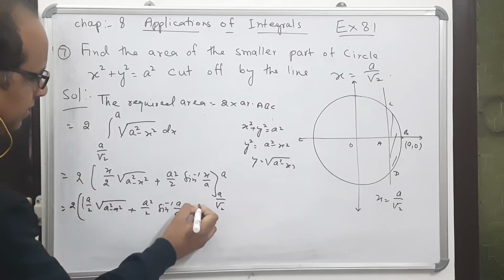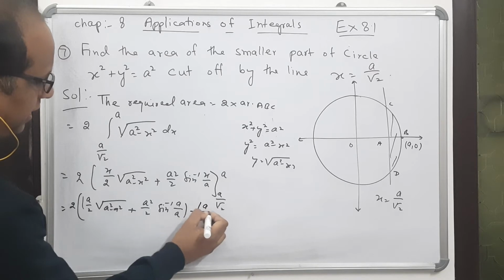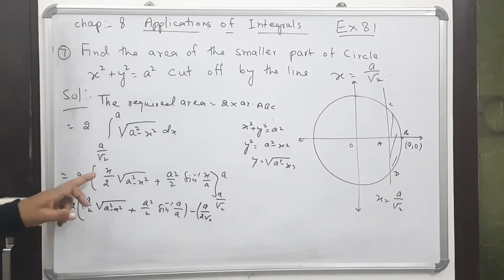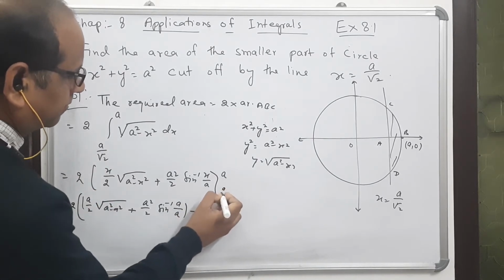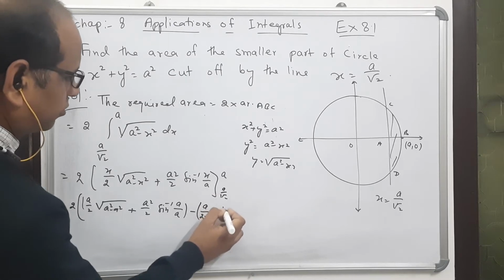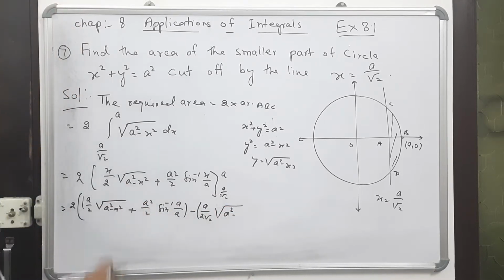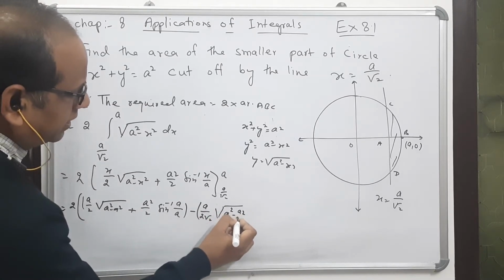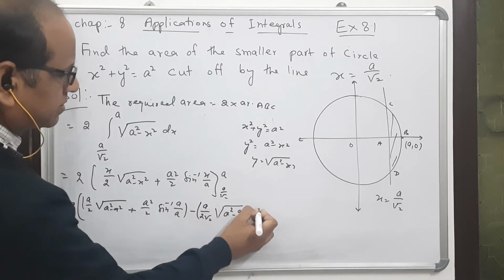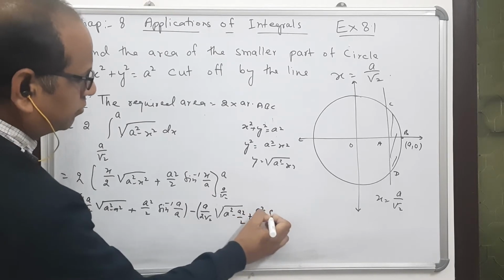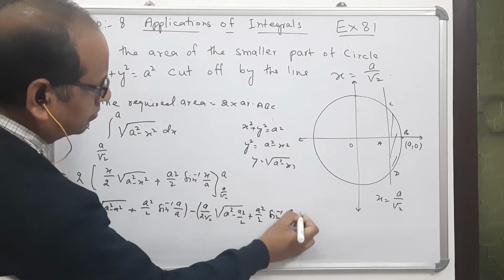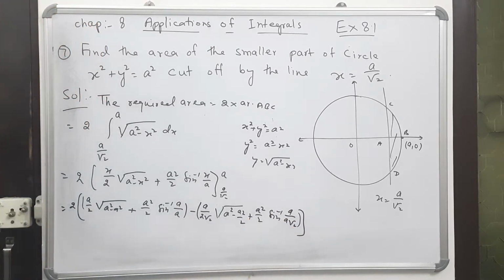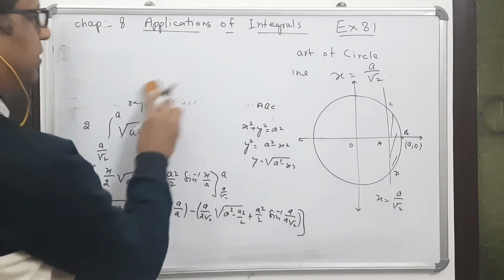So here it is a by 2 root 2, this one, a by root 2 and this 2. And in the bracket it will be root of a squared minus x squared with x as a by root 2. So it is a squared by 2 plus a squared by 2 sine inverse of a by a root 2. Please see this part, in the bracket. This step is very, very important. Now I am explaining the next part of it.